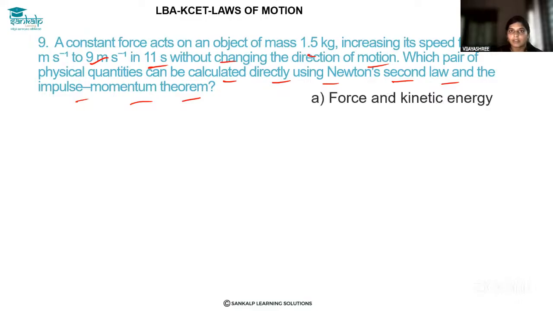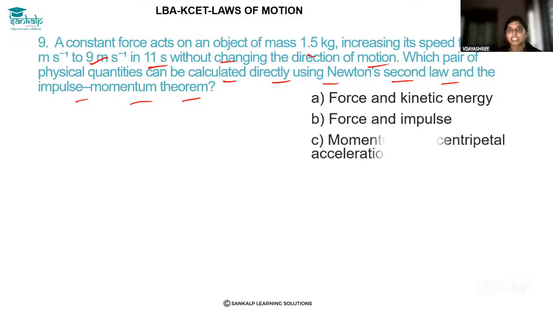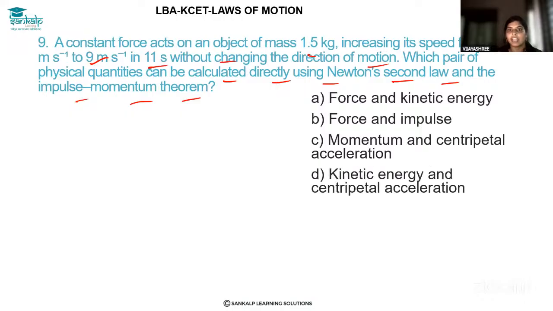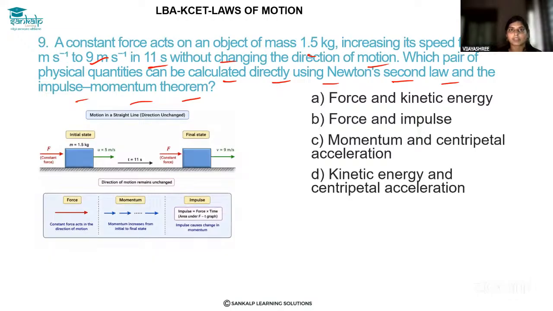Okay, options. Option A, force and kinetic energy. Option B, force and impulse. Option C, momentum and centripetal acceleration. And option D, kinetic energy and centripetal acceleration. Okay. So what is the mass of the object? It is 1.5 kg. It increases its speed from 5 meter per second to 9 meter per second in the time of 11 seconds. Constant force is acting on this.